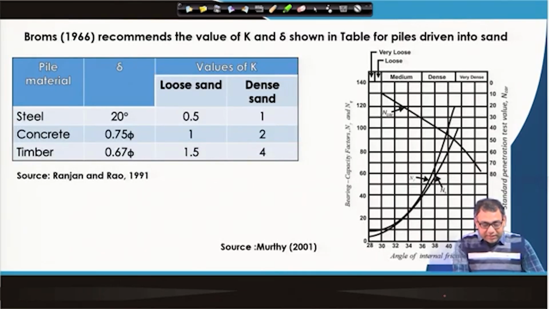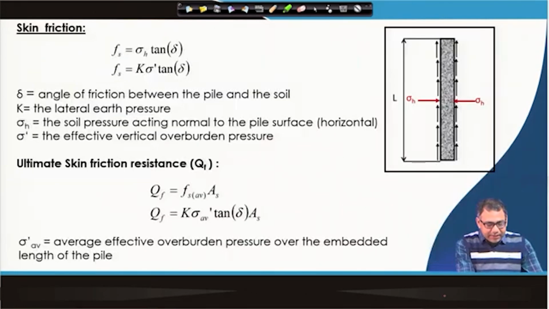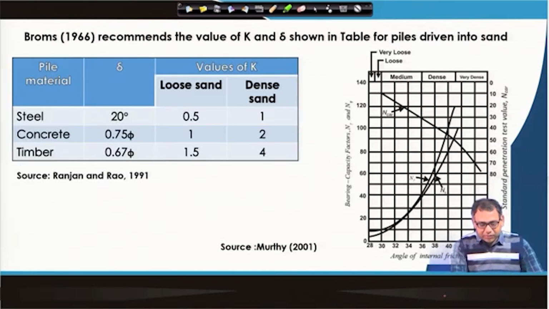So, now there is a term K and the delta. So, Broms recommended some delta and K value, which is given in this table. For loose sand steel pile, K value is 0.5, for dense sand 1, concrete 1 to 2, timber 1.5 to 4. Similarly, delta for concrete is 0.75 phi. So, now when it is called loose sand and dense sand, that is also given in this chart.